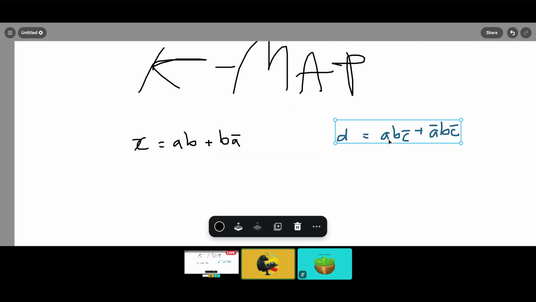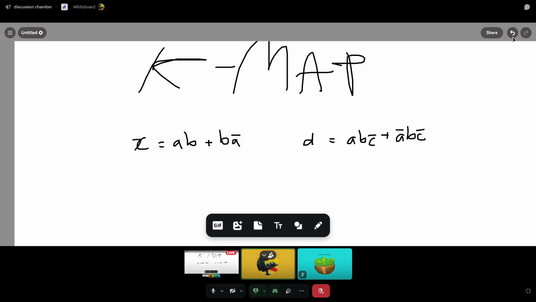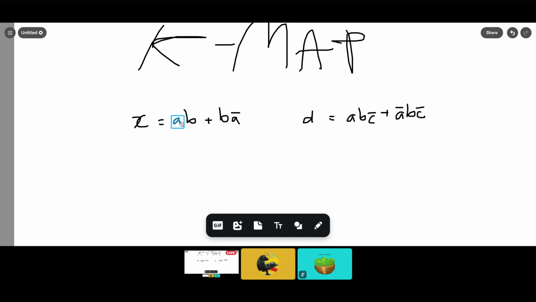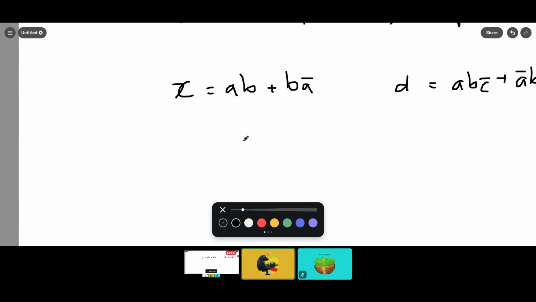A kmap can have as much as four variables. I think there's a different kind of kmap for four variables, but in our electronics syllabus, we only need to know how to draw a kmap for two variables and for three variables. So for two variables, we draw a kmap like this.